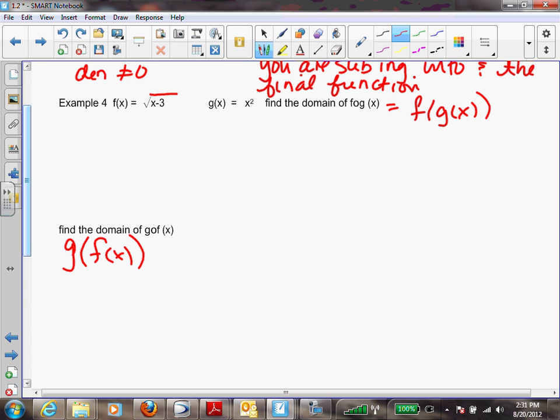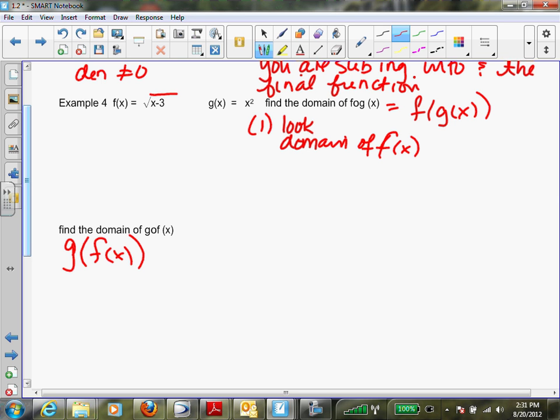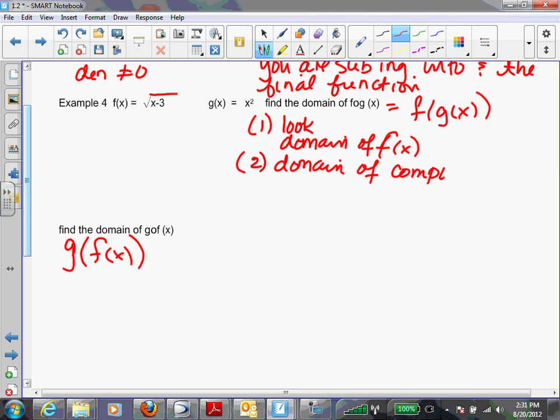So we are worried about the domain. If you look at the domain of just f of x, you're trying to figure out what the final domain of this final composition is. And then you look at the domain of the composition, so your final answer after you've done your substitution. And you put those two domains together. F of g of x, that's called a composition.